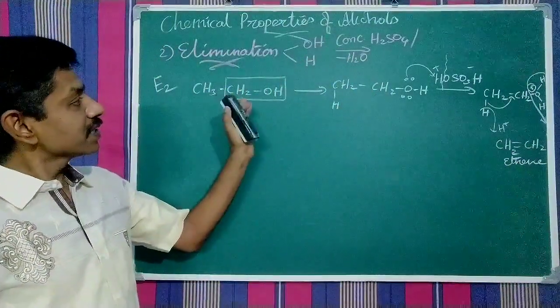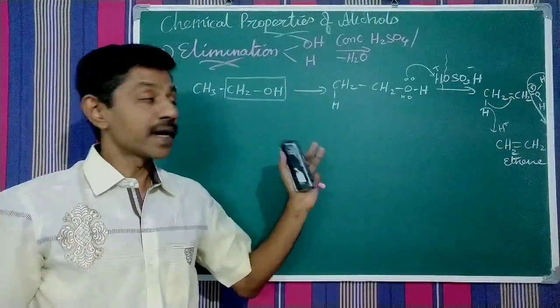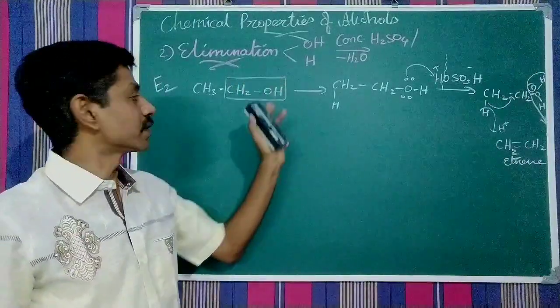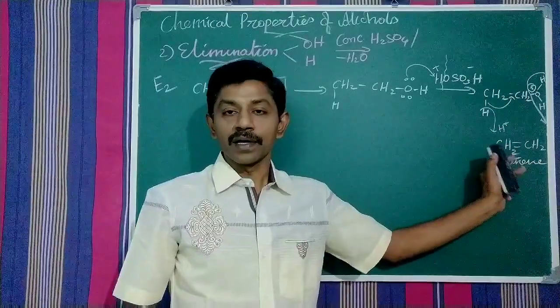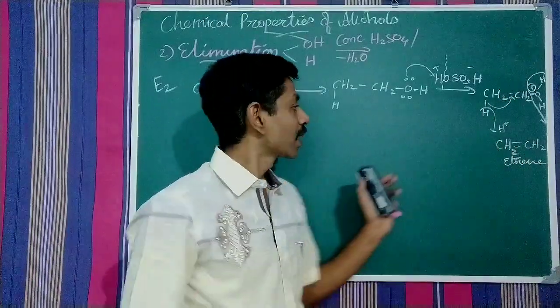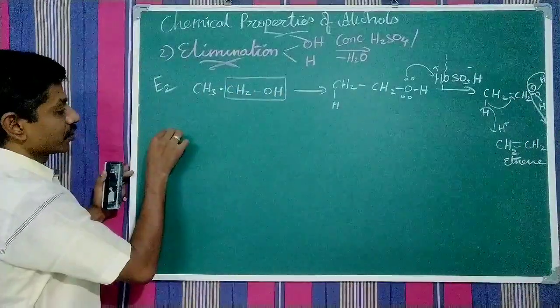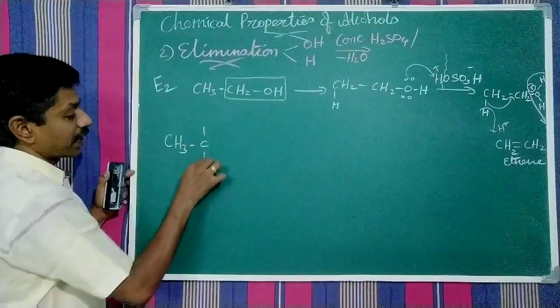Now it is a process of removal of water. It is called dehydration, and it is otherwise known as the elimination reaction. Finally it gave us an unsaturated compound, a double bonded compound. This is with the primary. Let us go with the tertiary, and for tertiary let us take tertiary butyl alcohol.